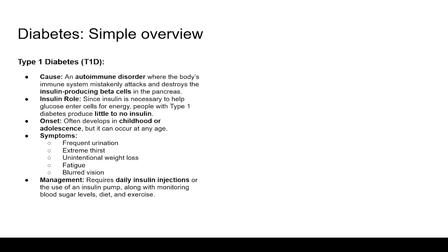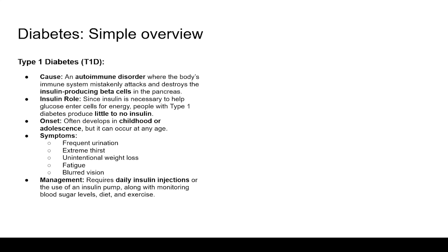Now we're going to talk about diabetes, which actually falls under a negative feedback loop. I need you to understand that while I'm going to talk about type 1 and type 2 diabetes, there are other disorders of maintaining blood sugar, but these are the most common.